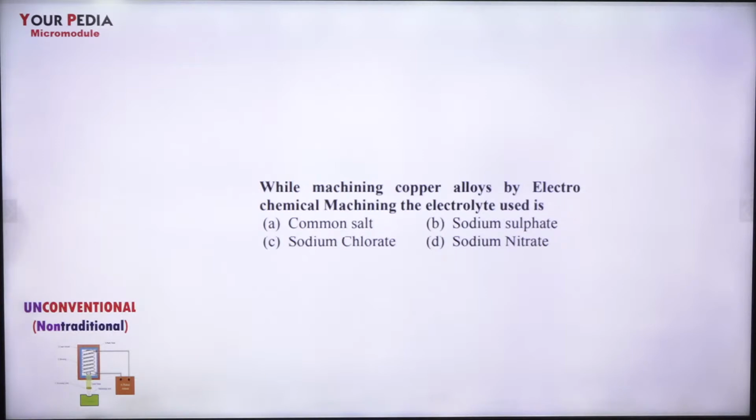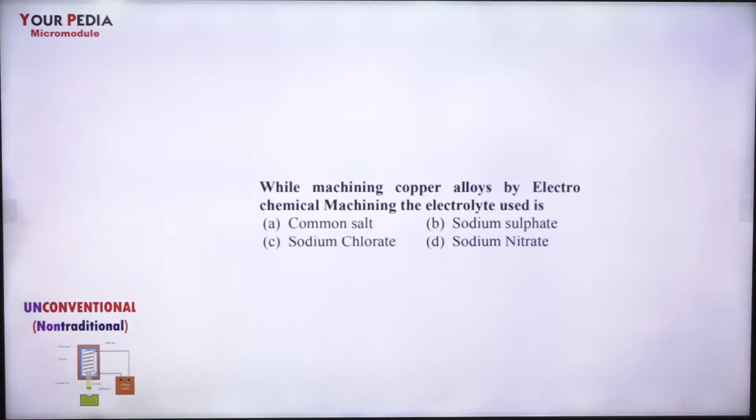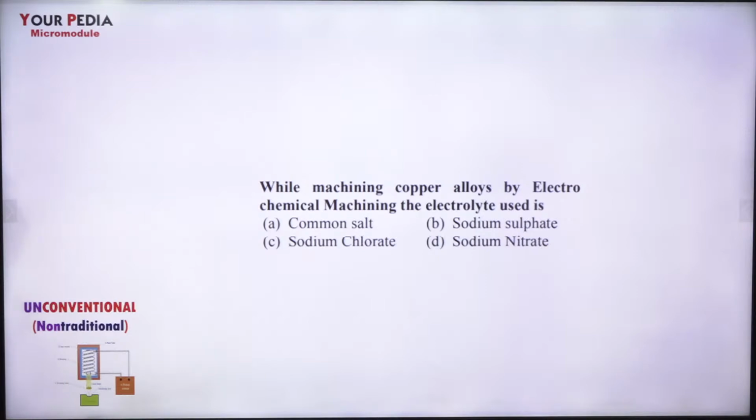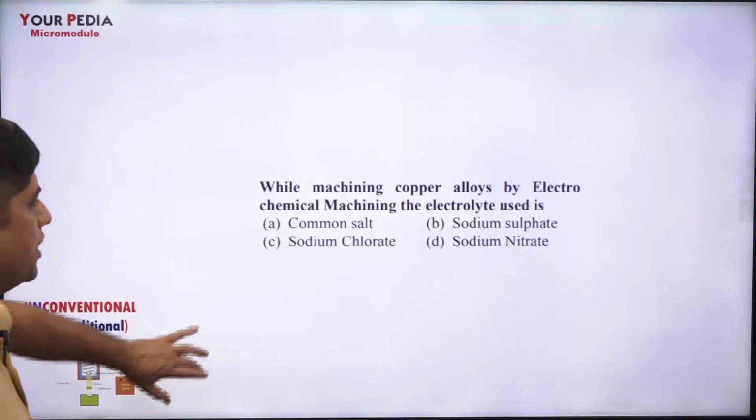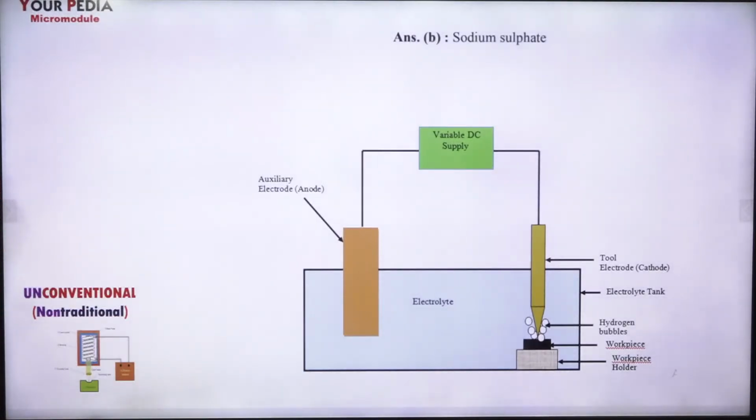While machining copper alloys by electrochemical machining, which one is used as the electrolyte? The electrolyte used is sodium sulfate. He has given you the answer: sodium sulfate.